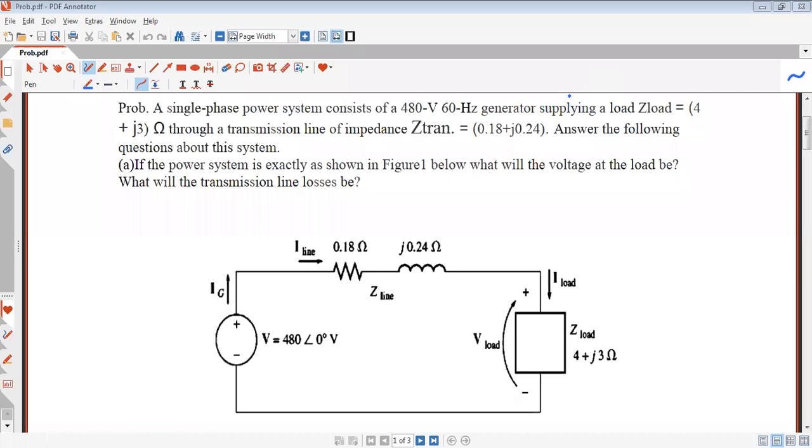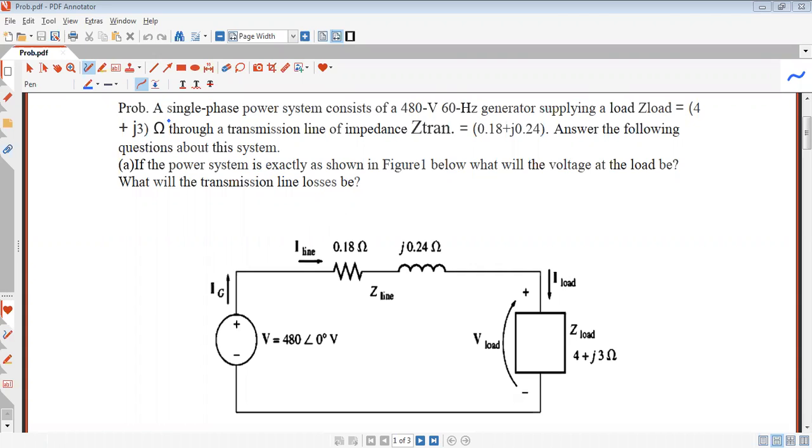Hello everyone. In this lecture, I am going to discuss some problems related to the transformer design. This problem is very interesting for clearing the fundamental concept of why a transformer is needed in the transmission line, and this problem will also discuss why high voltage transmission is needed. So these two parts will be covered here.